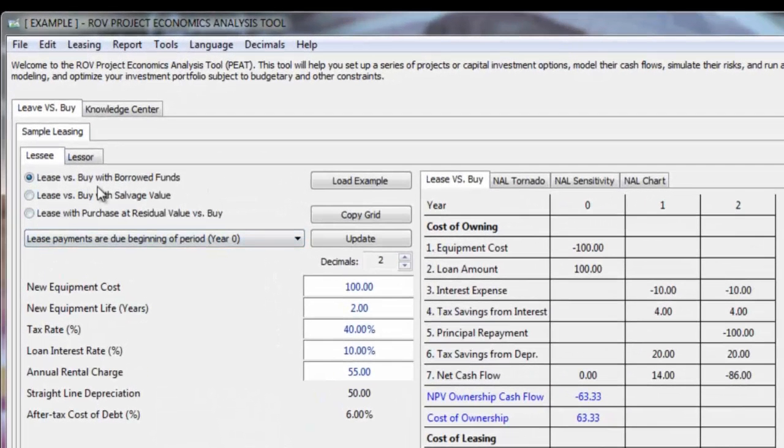You can do a lease versus buy with borrowed funds. So if the funds are being borrowed, you have a cost of money in this case, to see if it's better to lease versus buy. So that's the lease versus buy analysis.